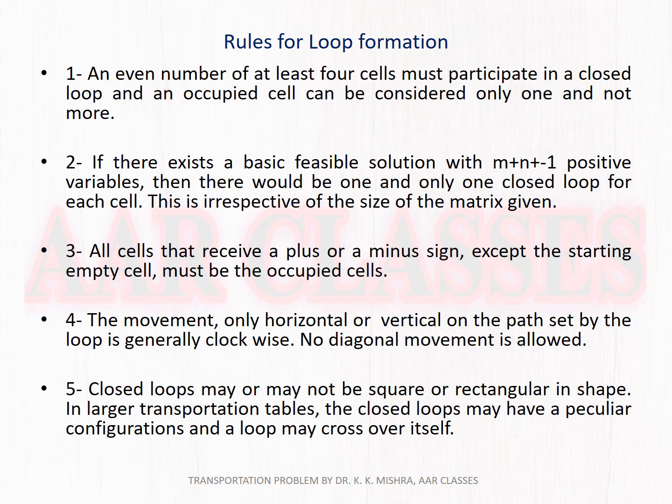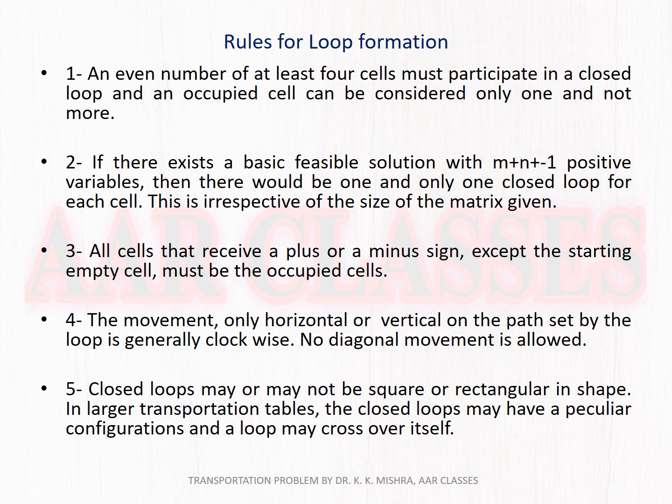Now here we'll discuss rules for loop formation. This is very important, friends. Just try to understand it, but don't worry, we will be taking up the practical problems in the following videos. But rules for loop formation is very important. First, an even number of at least 4 cells must participate in a closed loop, and an occupied cell can be considered only once and not more.